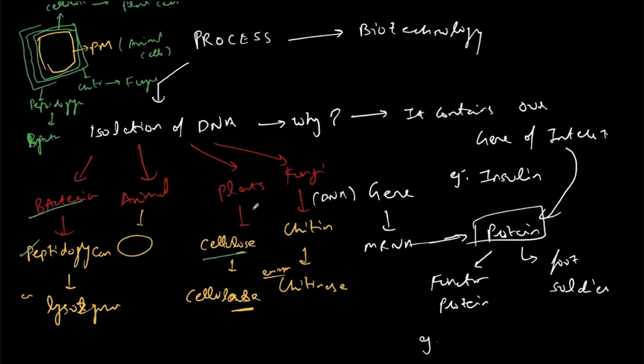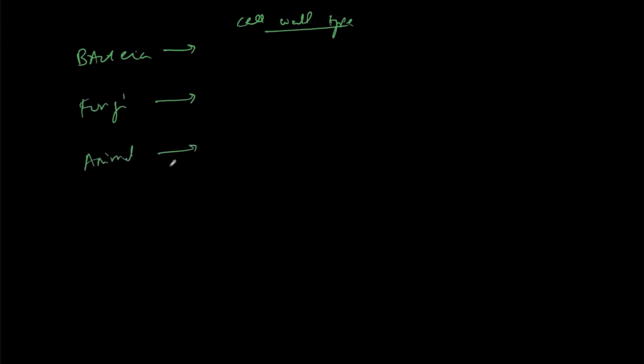If it is made up of cellulose, it is plant, and if it is chitin, it is fungus. So we use these enzymes to degrade that material. What we learned here is the cell wall type. So what I'm summarizing here: bacteria, then we have fungi, then we have animals, and we have plant.